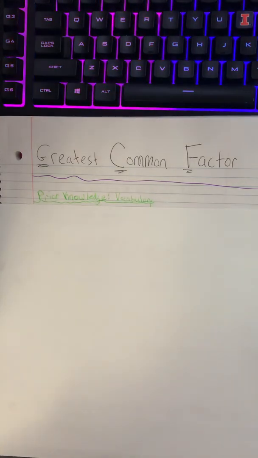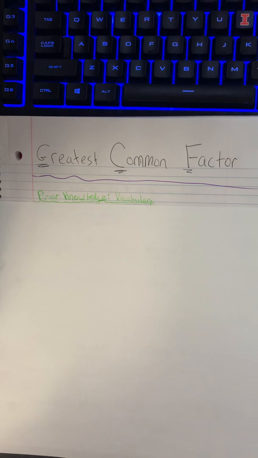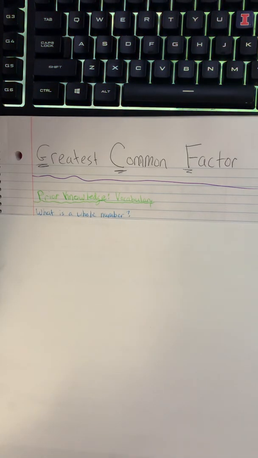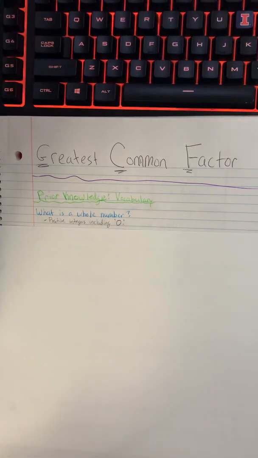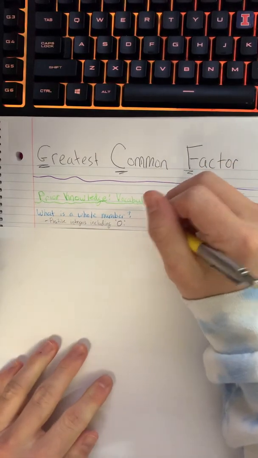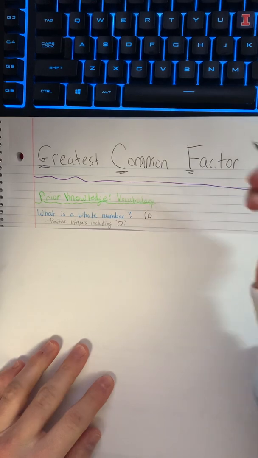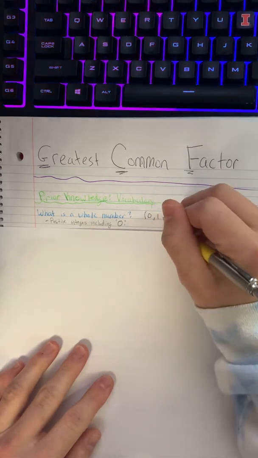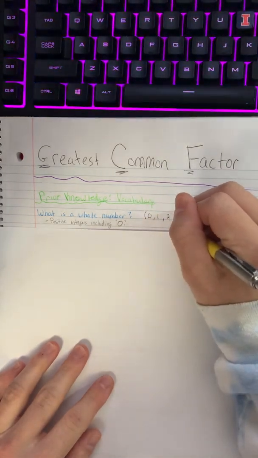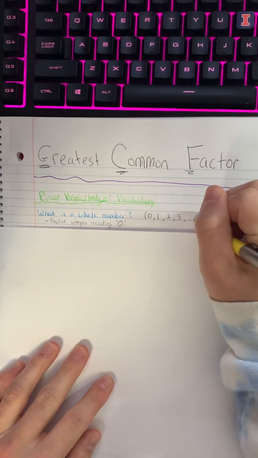Let's start off with some prior knowledge, some vocabulary. What is a whole number? A whole number is positive integers, including 0. So, what would that include? 0, 1, 2, 3, and so forth.